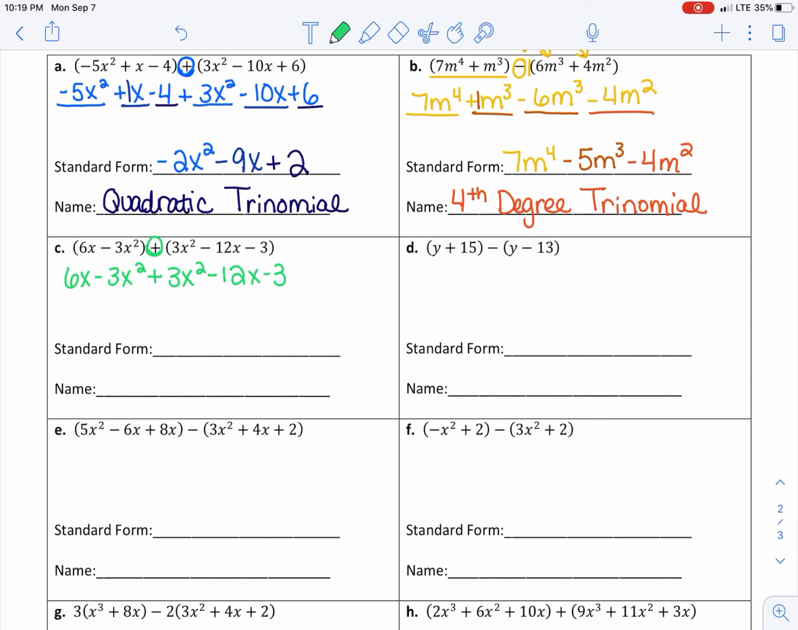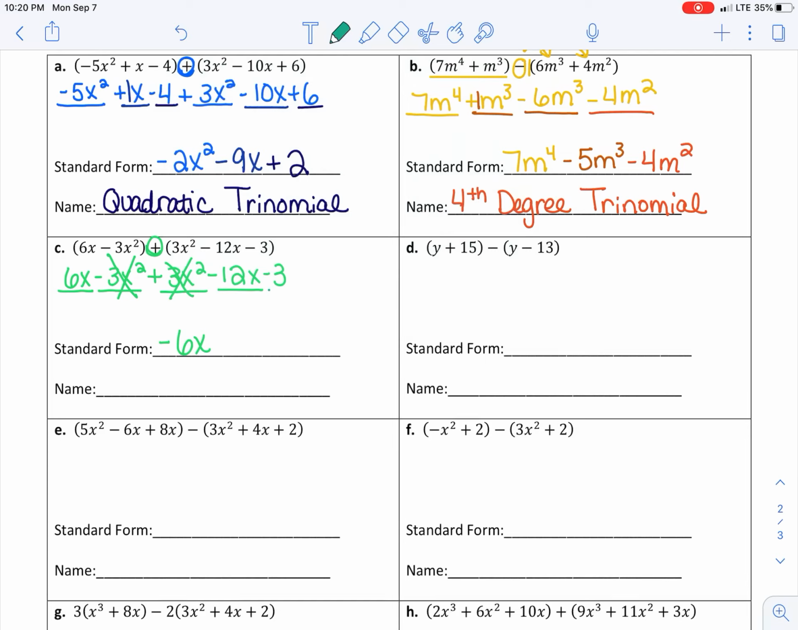Now at this point, we want to look for our highest exponent since we want to put this in standard form. We have negative 3x squared and positive 3x squared. If you have the negative of a number, so negative 4 plus 4, that's going to give you 0. In this case, we have negative 3 plus 3, which gives us 0x squared. 0 times anything is 0, so these cancel each other out. Once we cancel those out, we look at 6x and negative 12x, because those are our next highest degree, and those are like terms. So 6 minus 12 gives me negative 6, and I have to keep that x there.